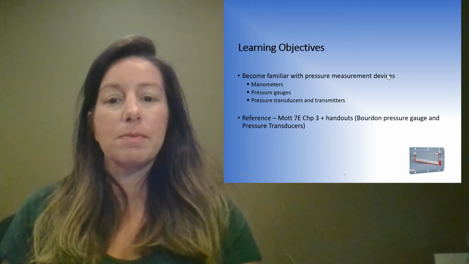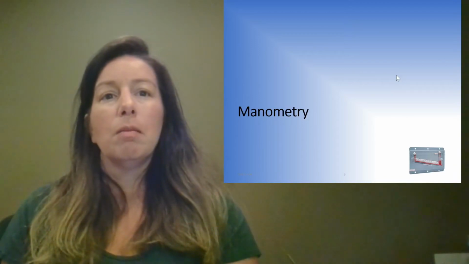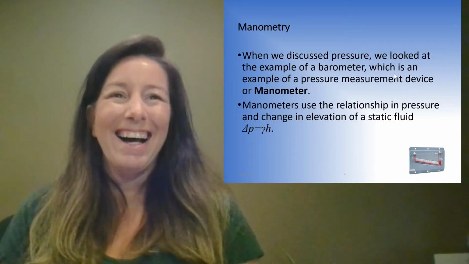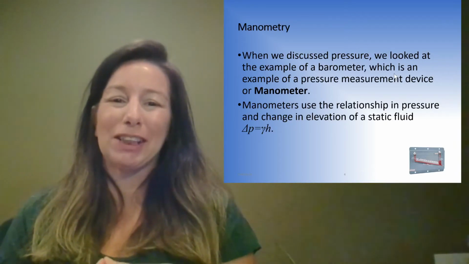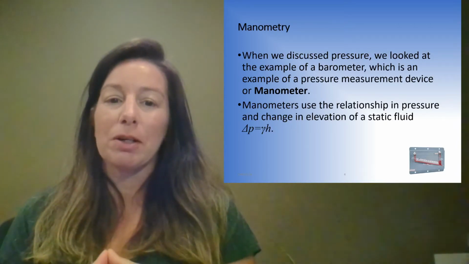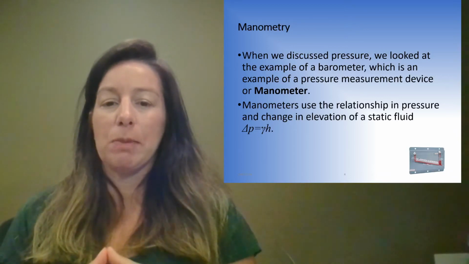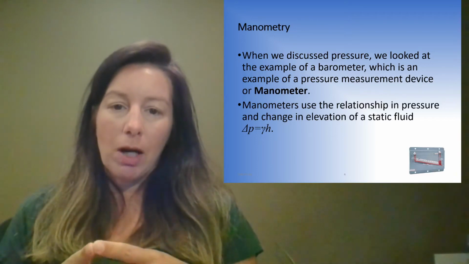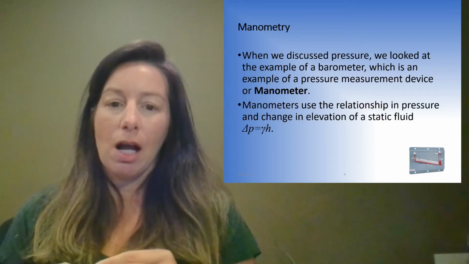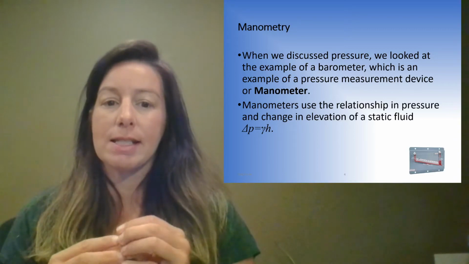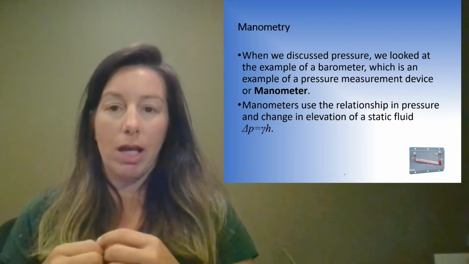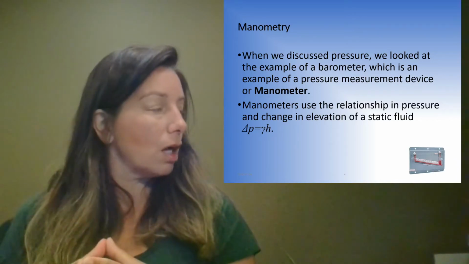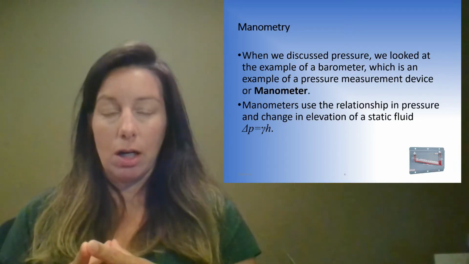What do we have here? So manometry. When we discussed pressures, we looked at the example of a barometer, which is an example of a pressure measurement device known as a manometer. Manometers use the relationship between pressure and the change in elevation of a static fluid. Again, the fluid cannot be moving. For air, that means wind, waves, river currents, that kind of thing.